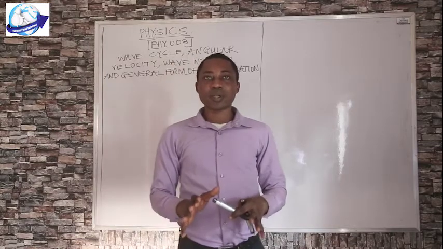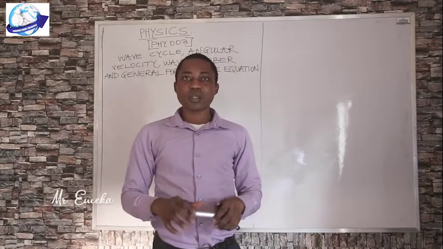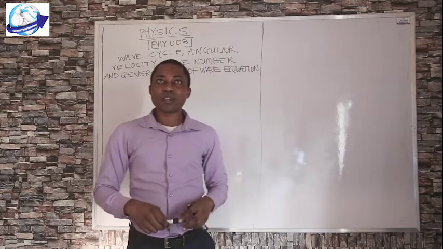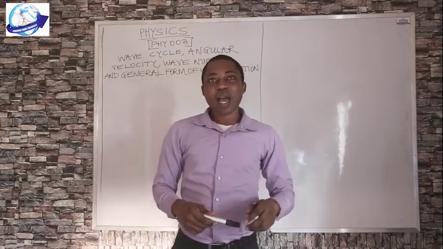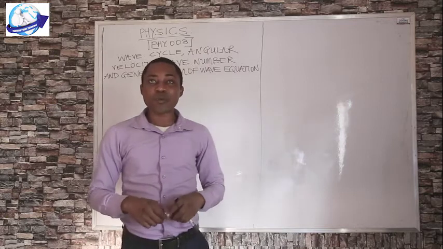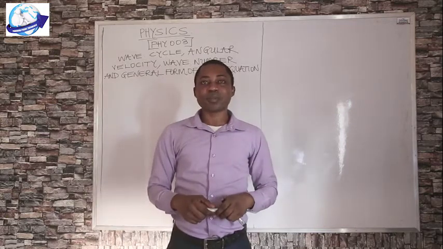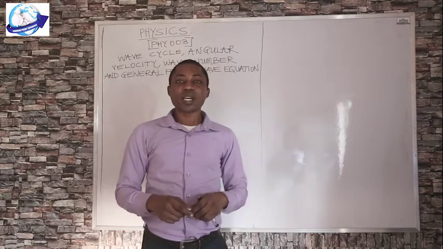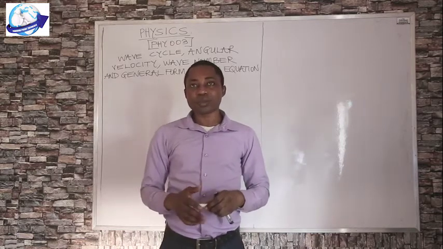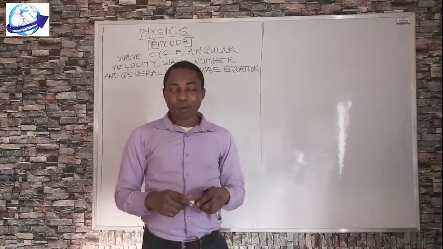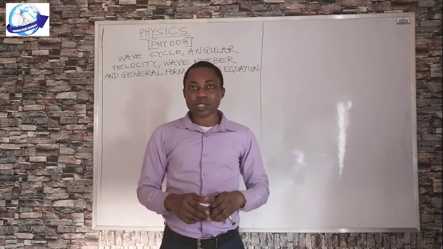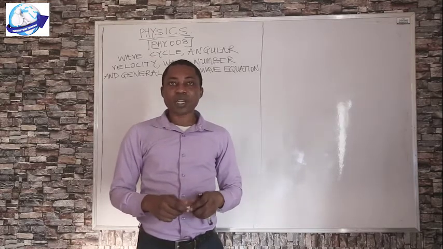We are now in the last section of the wave topic, and that is the wave cycle, angular velocity, wave number, and the general form of the wave equation. The wave cycle, we'll talk about that one. Then the angular velocity, we'll discuss that. Then the wave number, we'll talk about that too, as well as the general form of the wave equation. We'll derive that.